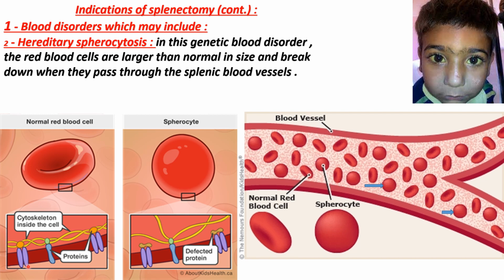The second subtype of blood disorders is hereditary spherocytosis. In this genetic blood disorder, the red blood cells are larger than normal in size and break down when they pass through the splenic blood vessels.